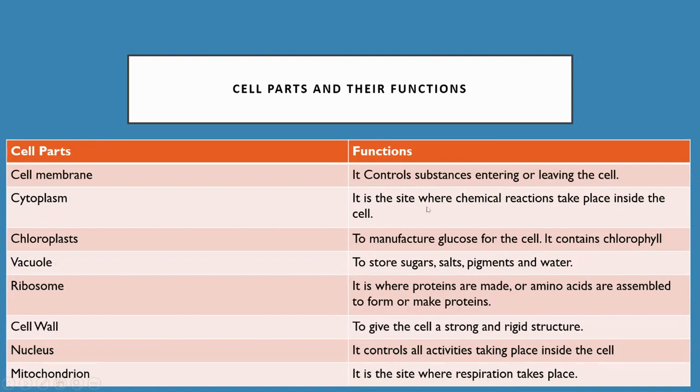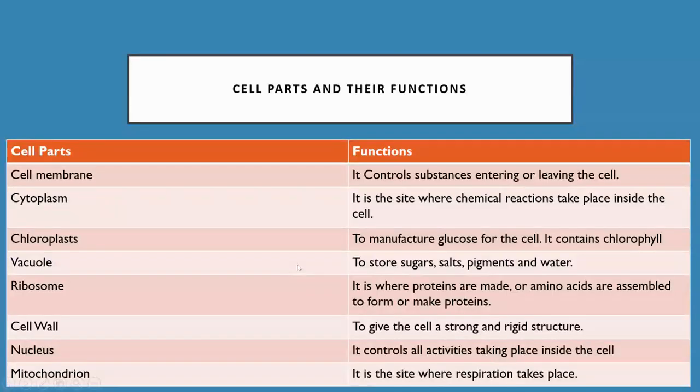Then we have the cytoplasm. Cytoplasm is the place where chemical reactions take place inside the cell. So chemical reactions take place where? In the cytoplasm. The cytoplasm consists of water and dissolved substances. Then we have chloroplasts. Chloroplasts manufacture glucose for the cell and contain chlorophyll. Chlorophyll is the green pigment that is responsible for photosynthesis.